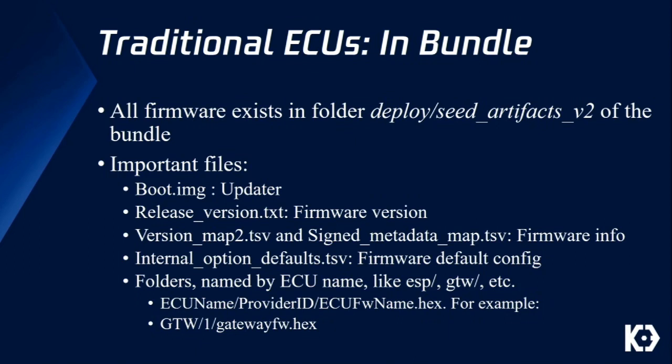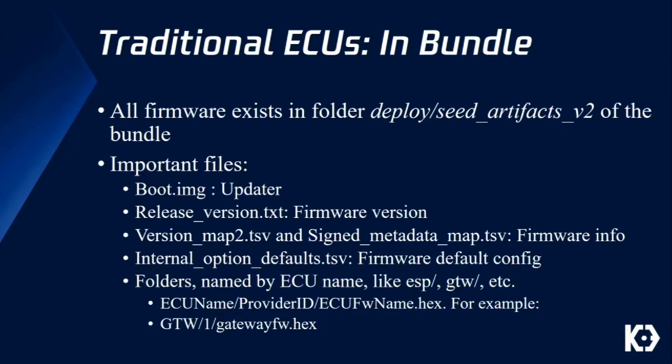And another file is a TSV file, we call it internal options default. It will have some default configuration. And the last and the most important are many folders. They are named by the ECU name, for example, ESP, GCW, DAS, or something like that. And the firmware is stored in this form. For the ECU name, for example, gateway here, and the provider ID here. Provider ID here is 1, and the firmware name, I just wrote gateway fw.hex, but the actual thing might be different.